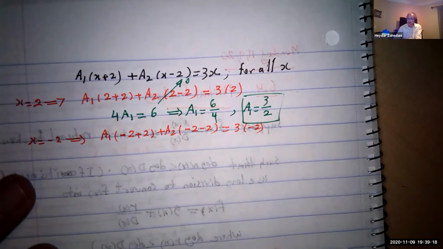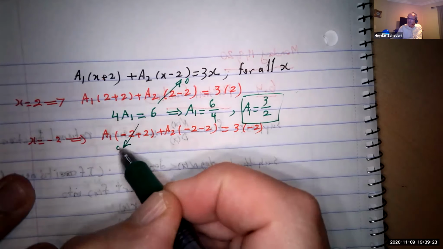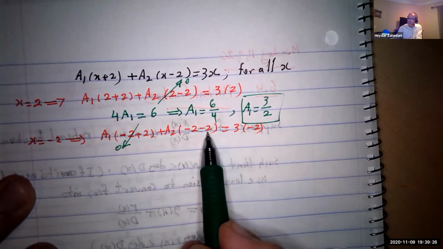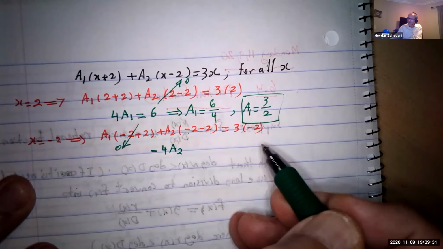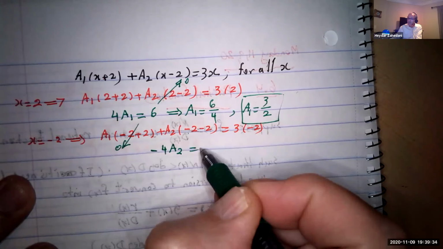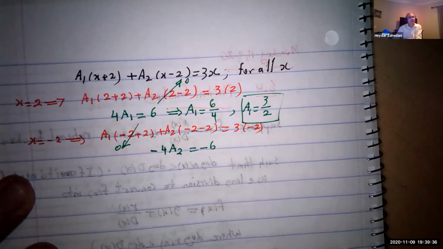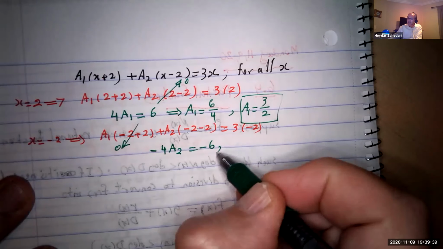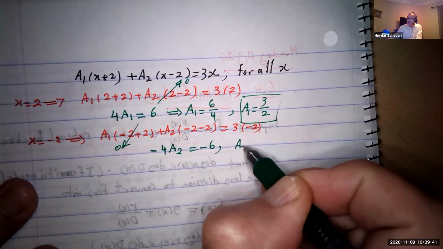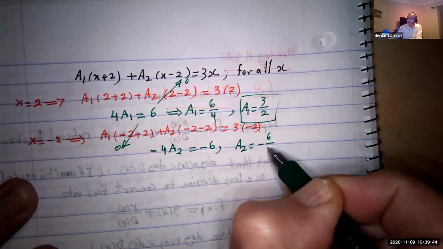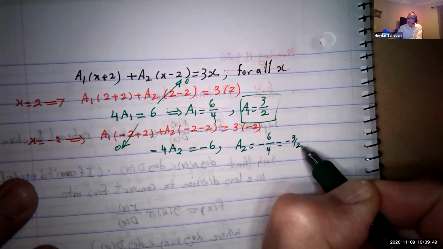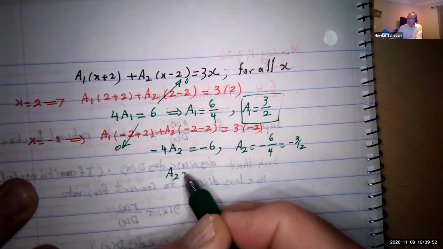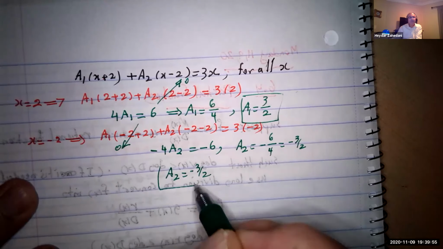Remember, both sides of the equation, same number. Now this time, this would be 0. So we are going to have negative 2 minus 2, negative 4. So negative 4a2 would be what? Would be negative 6. And what is a2 equal to? Negative 6 over 4. Okay, and you simplify it, that gives negative 3/2. So your a2 is negative 3/2.